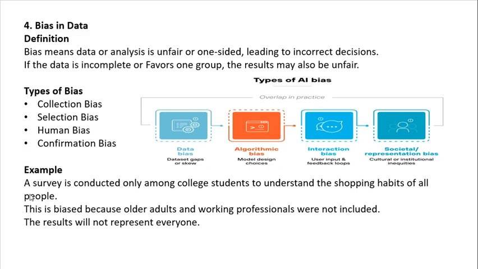Example: a survey is conducted only among college students to understand the shopping habits of all people. This is biased because older adults and working professionals were not included, and the results will not represent everyone.